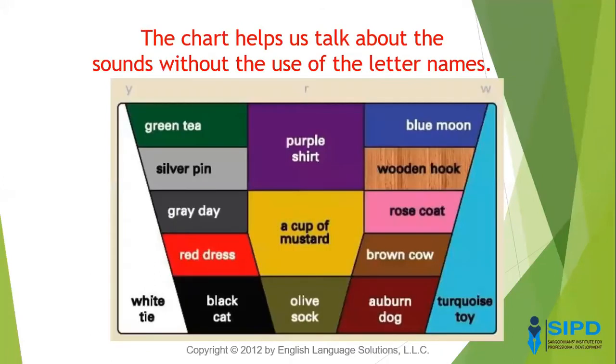Okay, here we have the chart. This chart helps us learn about the sounds without the use of the letter names. So we don't need to focus on the letter names, but focus on the sounds. Okay, so the first sound is E, green tea. Who would like to come and say E, green tea?